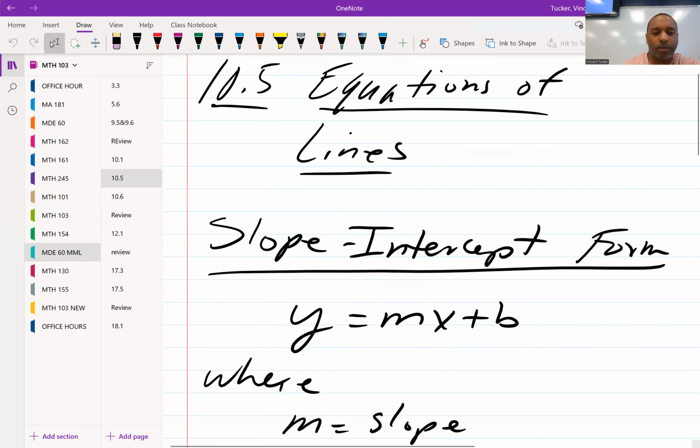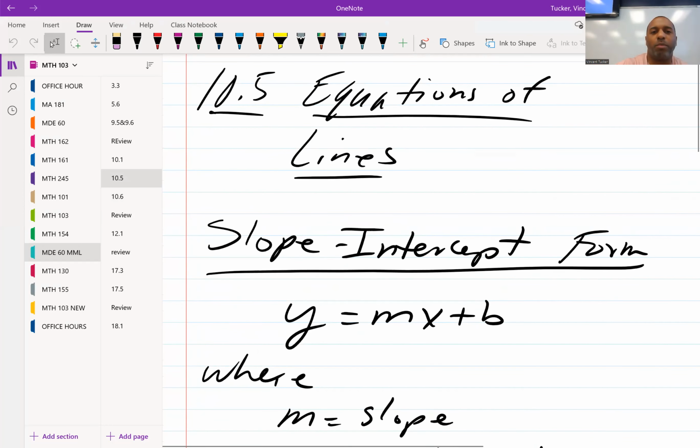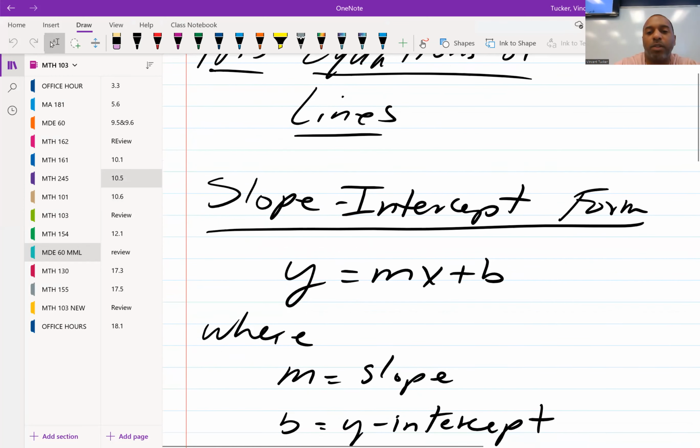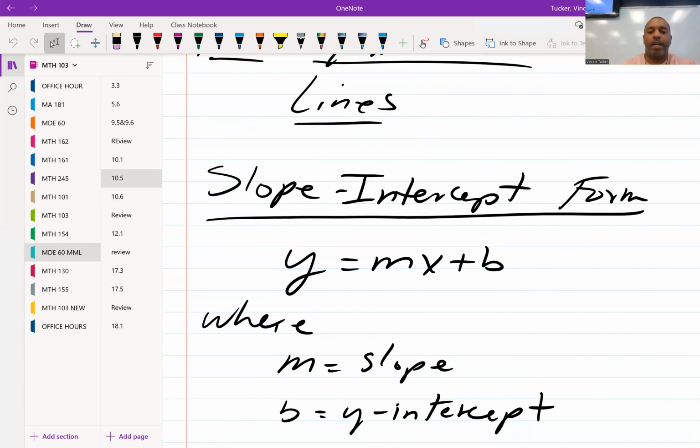Oh yeah, 10-6 was functions. All right, so 10-5, equations of lines. And we talked about the slope-intercept form, some already. y equal to mx plus b. The number in front of x is your slope, that's m. And then b is your y-intercept.